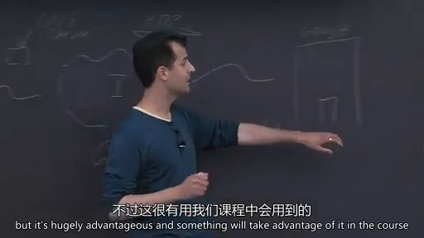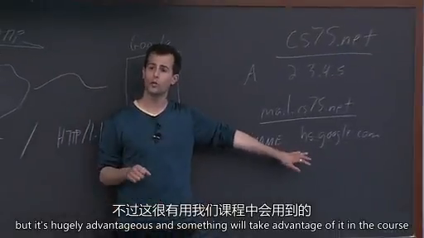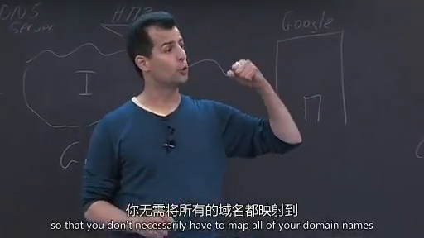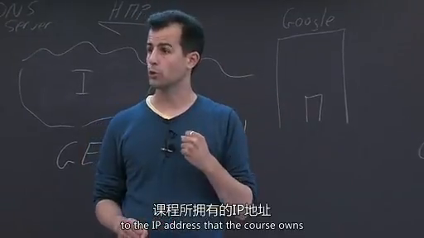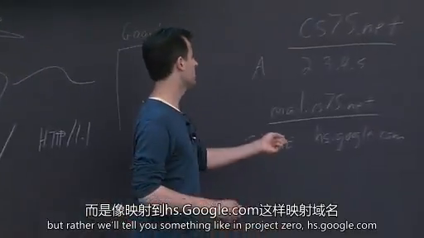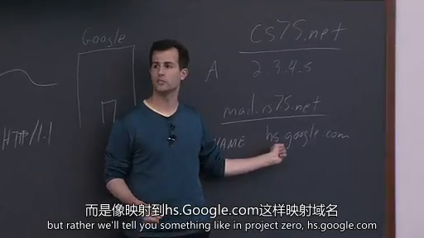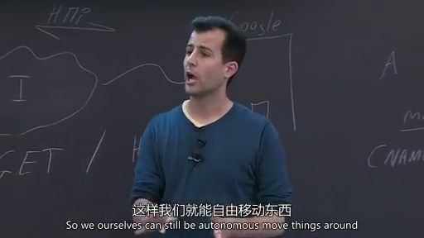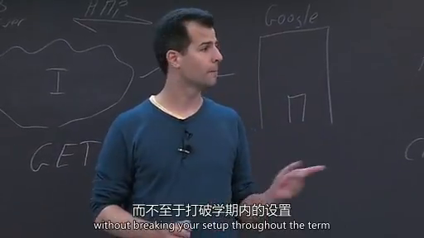But it's hugely advantageous, and it's something we'll take advantage of in the course, so that you don't necessarily have to map all of your domain names to an IP address that the course owns, but rather we'll tell you something like, in Project Zero, hs.google.com, so that we ourselves can still be autonomous, move things around without breaking your setup throughout the term.